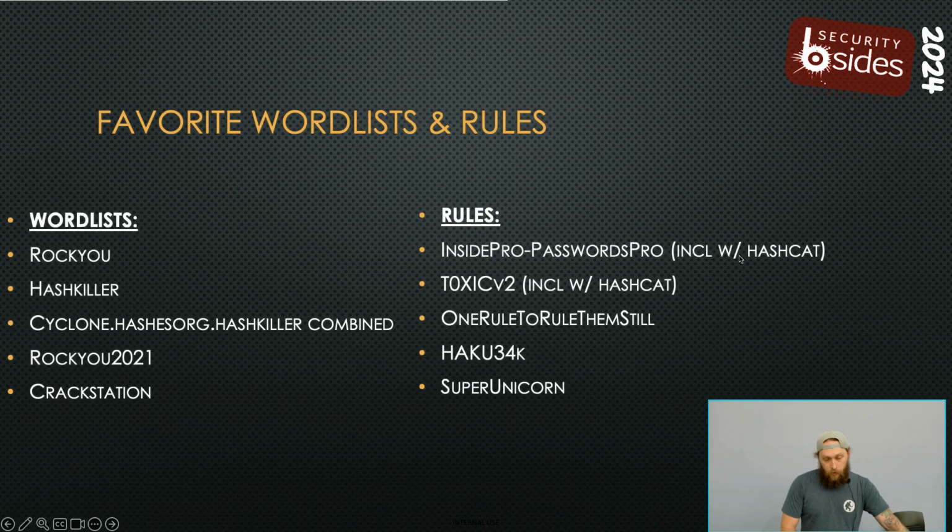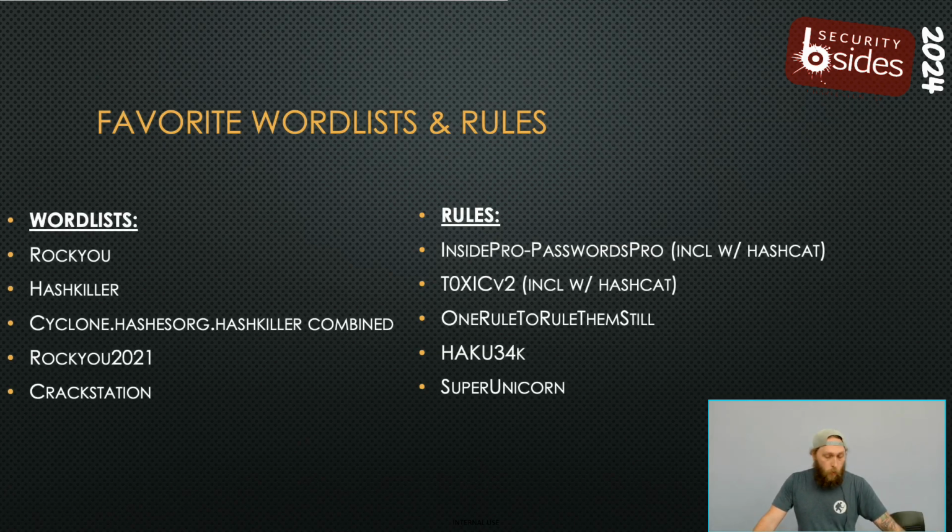But my personal word lists and rule sets that I use in every job are here. I do love the standard RockYou, mainly because it's just funny when I find people using passwords in RockYou in 2024. That's hilarious to me. And it's just a relatively good rule set. It's about 135 megabytes in size, so it works really well with large rule sets. So things like One Rule to Rule Them Still, Super Unicorn, the Royce rule sets, because Royce is a Hashcat developer and he has some really good rule sets, but they are quite large.